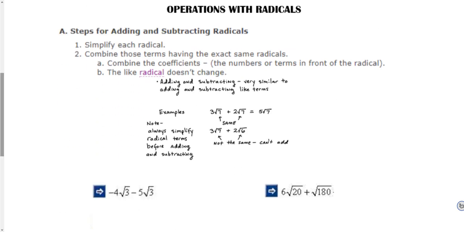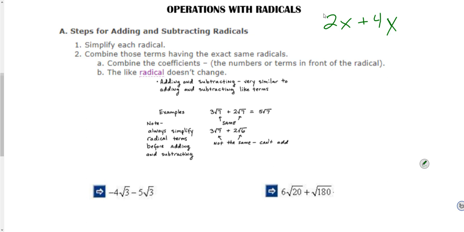So first, I'm going to talk about adding and subtracting, and we're going to kind of clump them together. When you add and subtract, it's really important that you simplify the radicals first. And the reason why is because adding and subtracting works kind of like this. The only time you can add and subtract is if they're like terms. So this is true with radicals also.